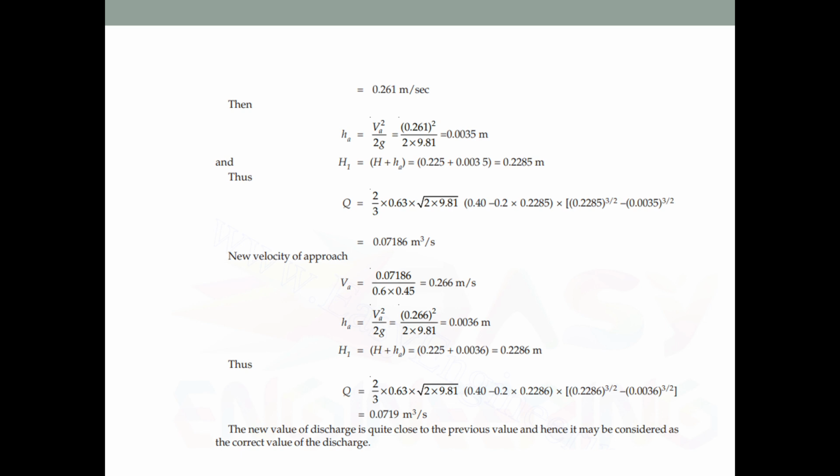I am again substituting in this Q. This new value of discharge will be quite close. You can see that Q is 0.07186, while here it is 0.0719. It will be quite close to the previous one, and it can be considered as the corrected value of your discharge.